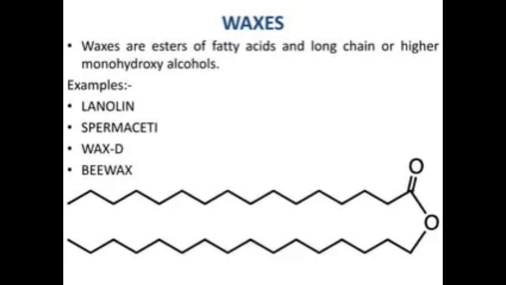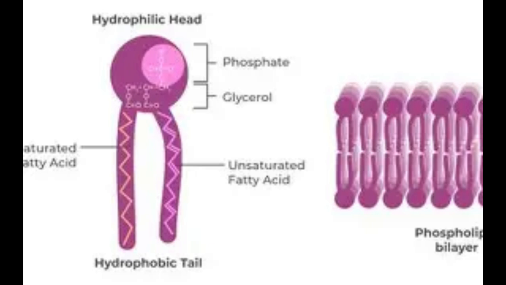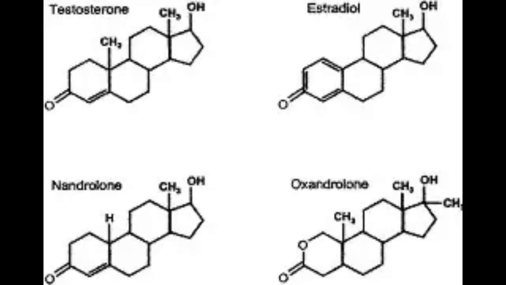Waxes. Highly waterproof substances that protect surfaces in plants, animal skin, or feathers. Phospholipids. They have one part that attracts water and another that repels it, which is why they form the bilayers of cell membranes. Steroids. Molecules with 4 fused rings. Cholesterol is part of cell membranes, and others function as hormones that regulate many processes.